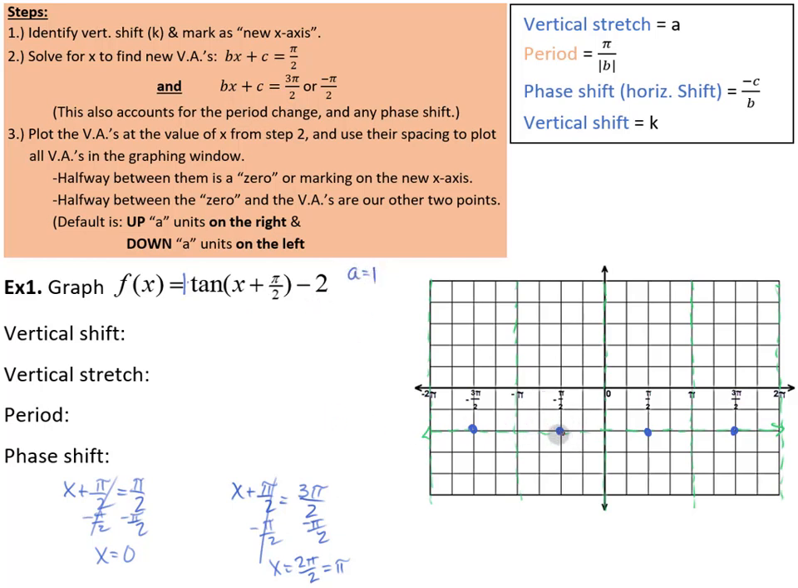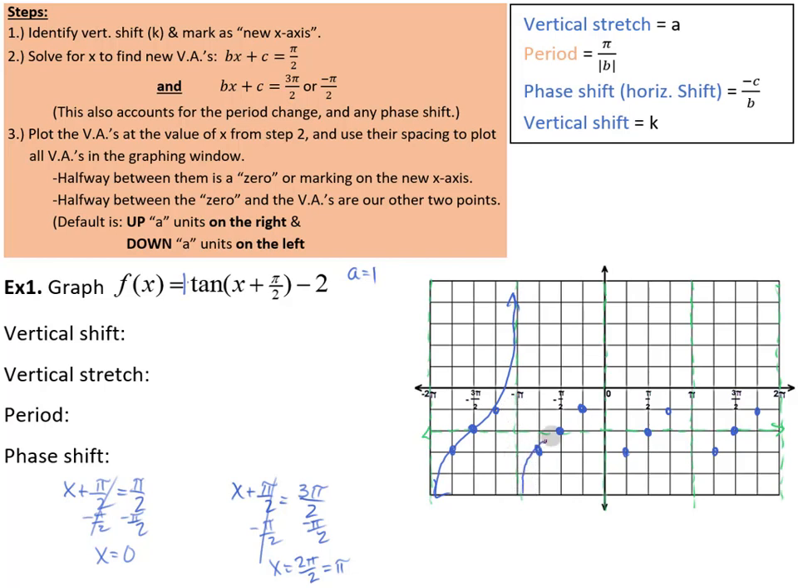So we don't need to do any stretching or reflecting. That means halfway between my 0 and the right asymptote, we go up 1 on the right and down 1 on the left. We didn't have to do any stretching or compression, vertically or anything else. So our graph is basically down here.